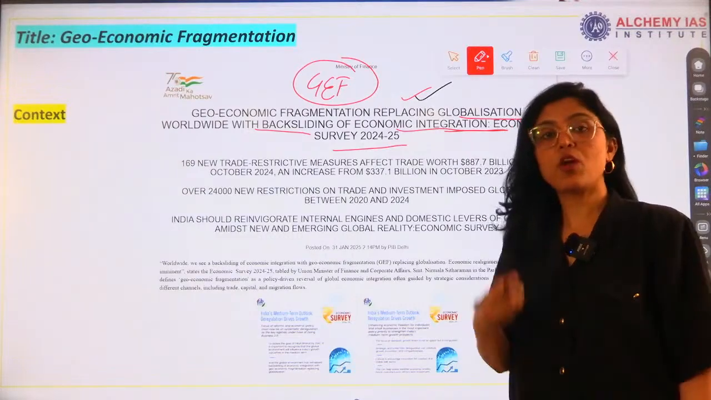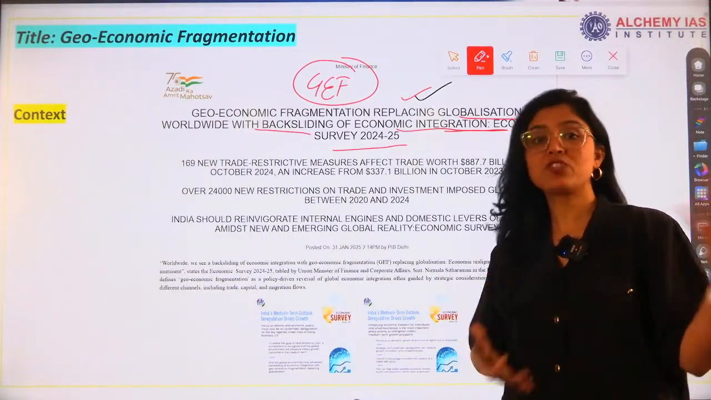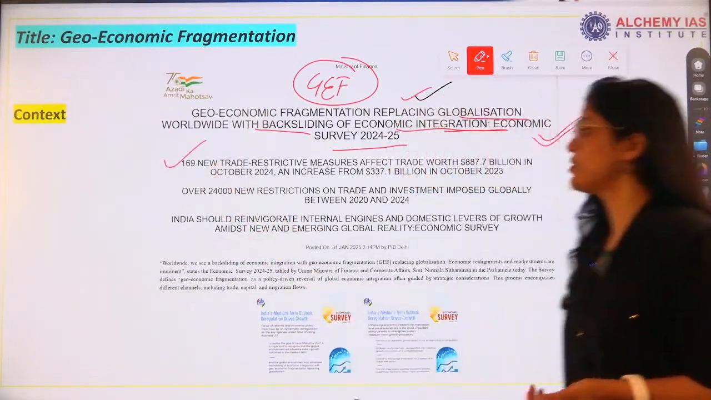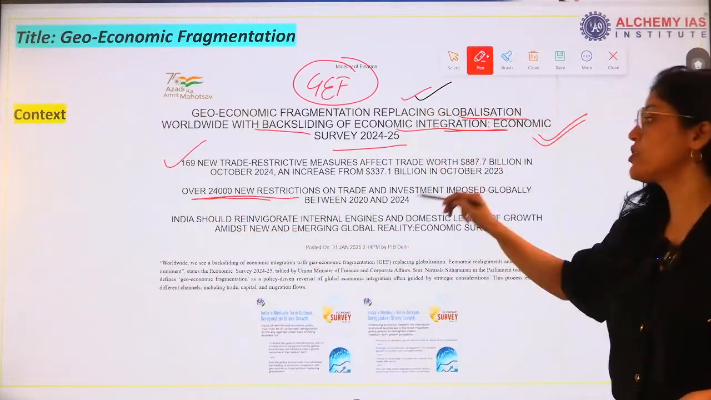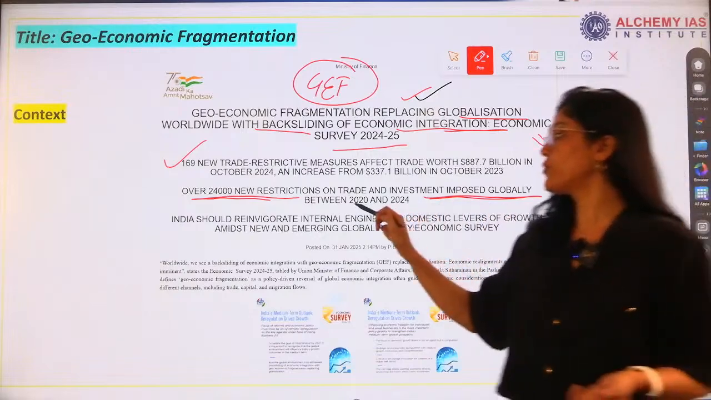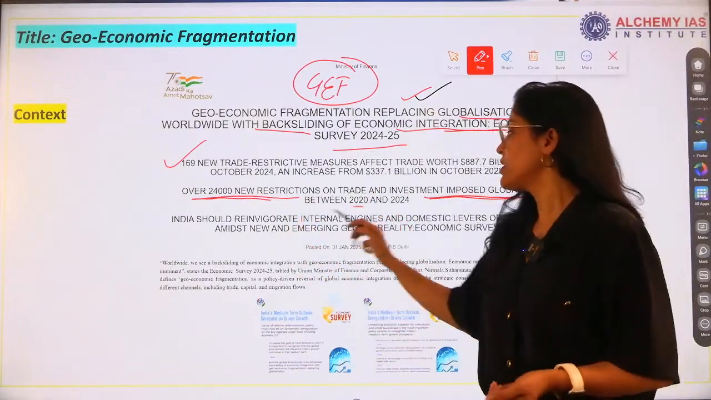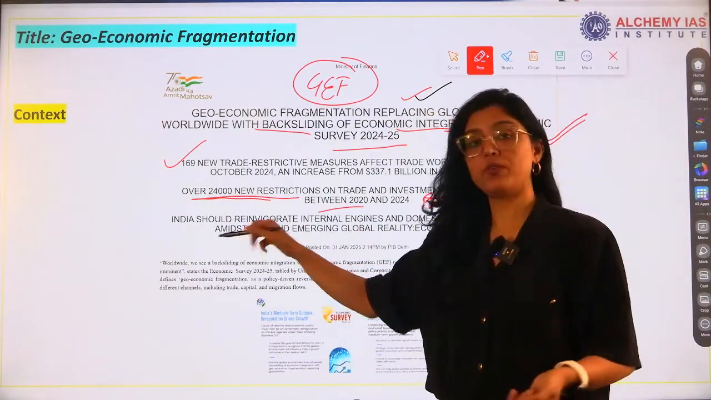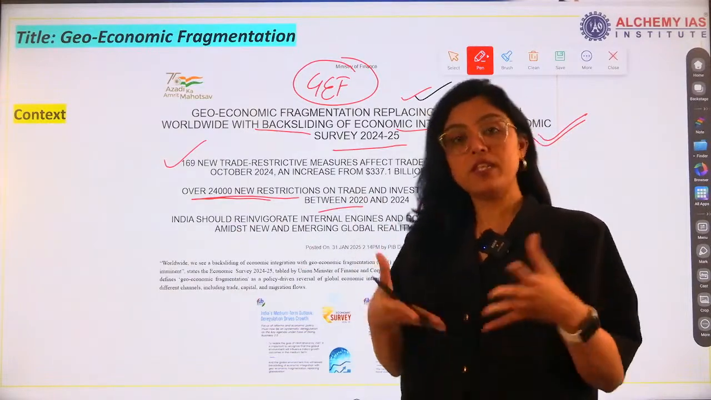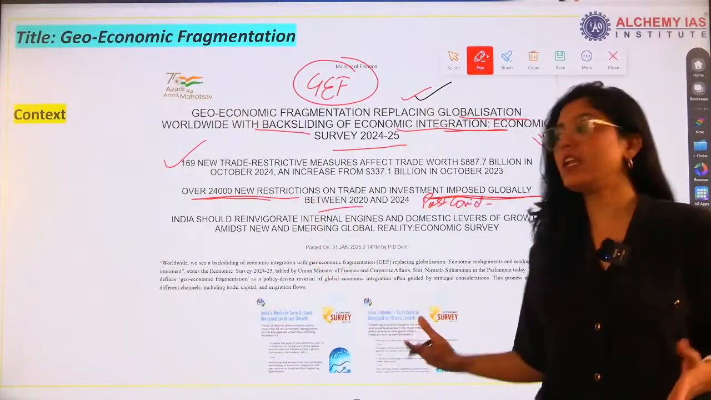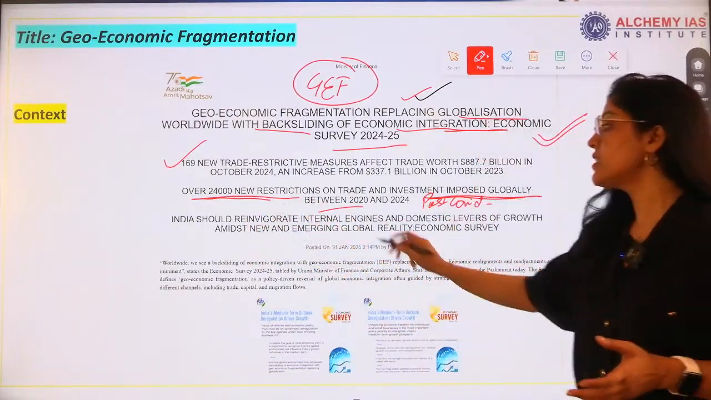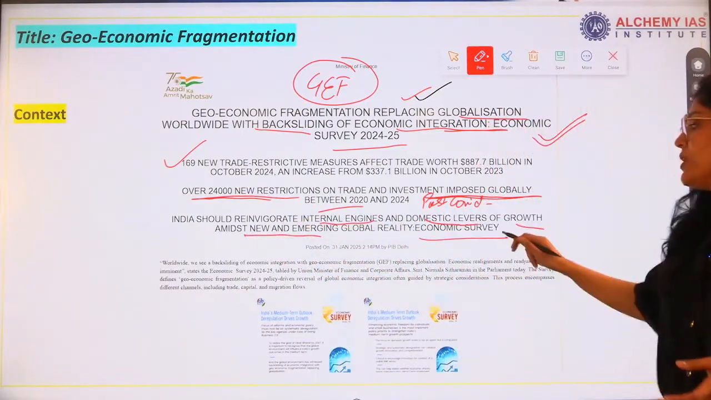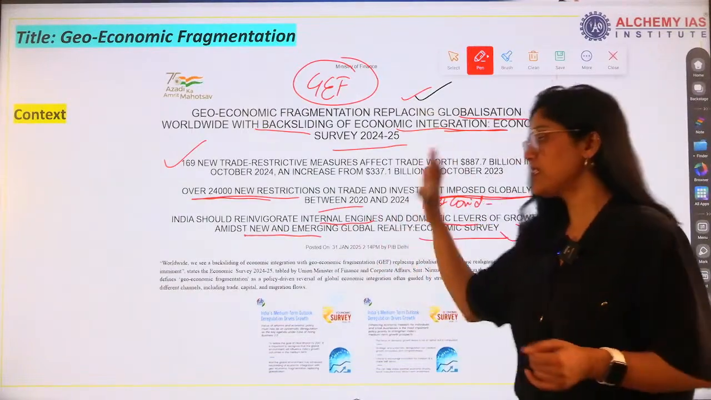So what is geo-economic fragmentation? We have to understand the concept and what the challenges and issues associated with it are, and how it is replacing globalization. Over 24,000 new restrictions on trade and investment were imposed globally between 2020 and 2024. So it is post-COVID, right? This trend is related to post-COVID. How India can perform, what steps India should take so that it does not face this challenge: India should reinvigorate internal engines and domestic levers of growth amidst the new and emerging global reality. The Economic Survey says this also.